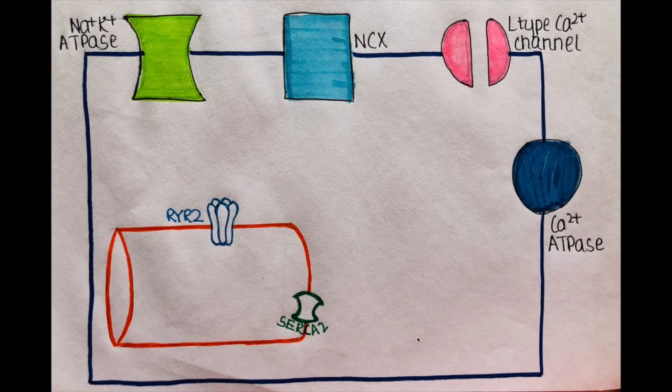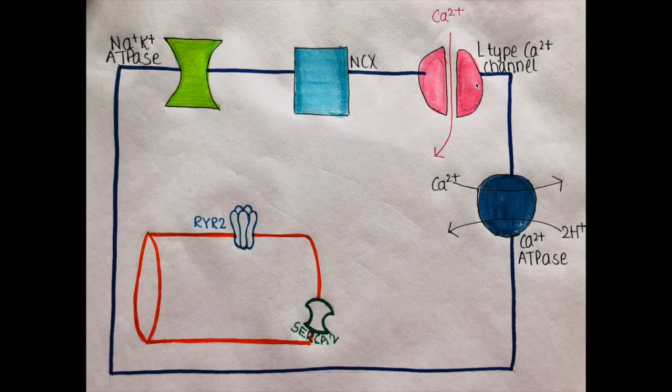Now let us discuss some additional channels that are present in a cardiac myocyte. Apart from sodium potassium ATPase and sodium calcium exchanger, there are L-type calcium channels, that is voltage gated L-type calcium channels, which allow the entry of calcium during depolarization. And also there is calcium ATPase, which helps in pumping out calcium. Let's see their movements. L-type calcium channels help in taking in calcium, and calcium ATPase helps in throwing out calcium for 2 hydrogen ions coming in.